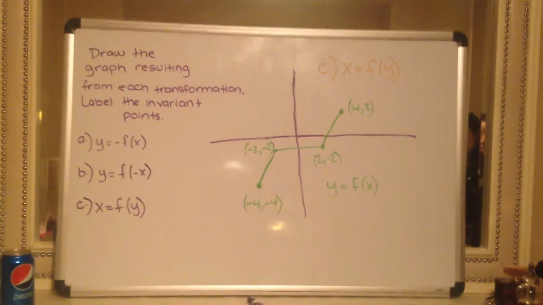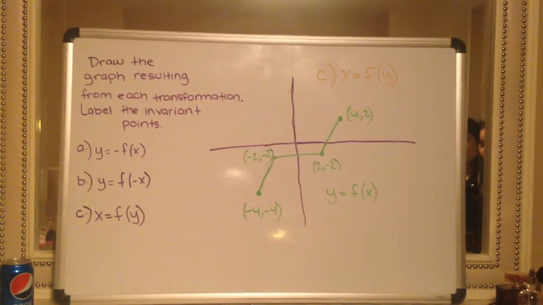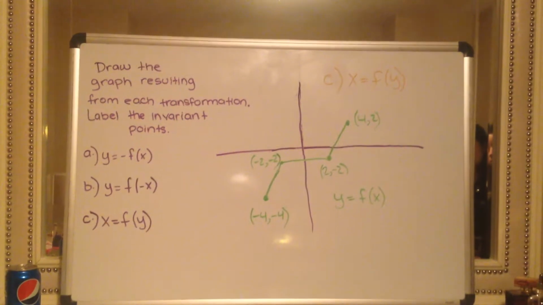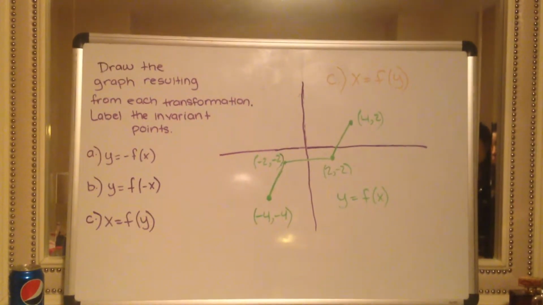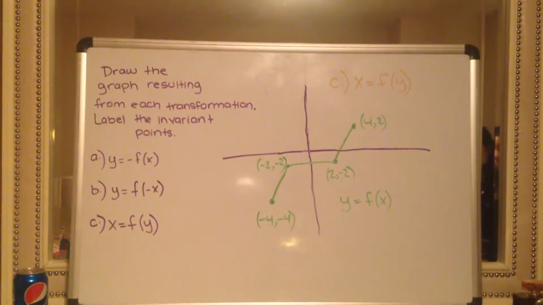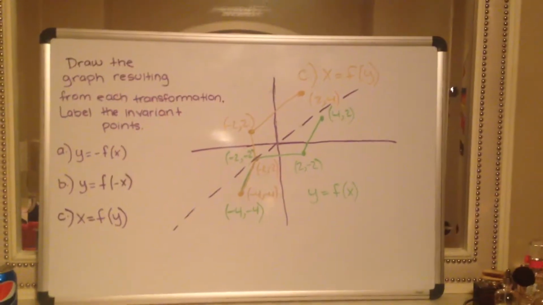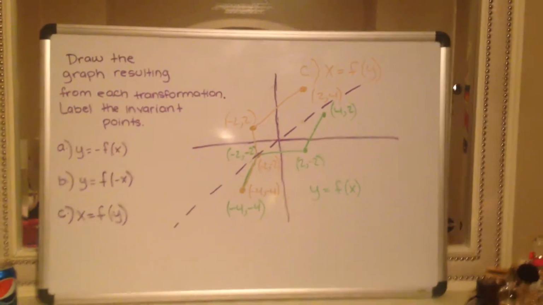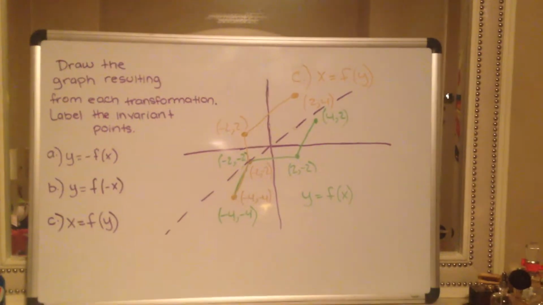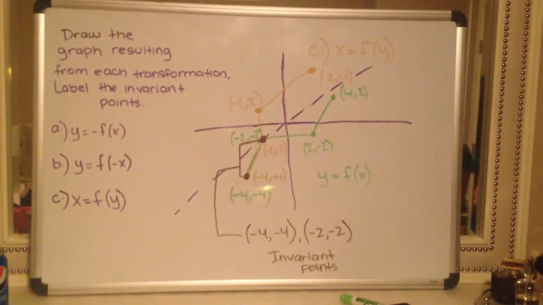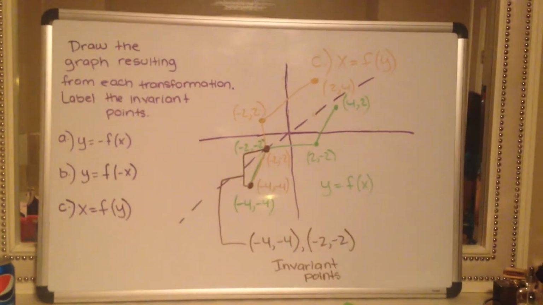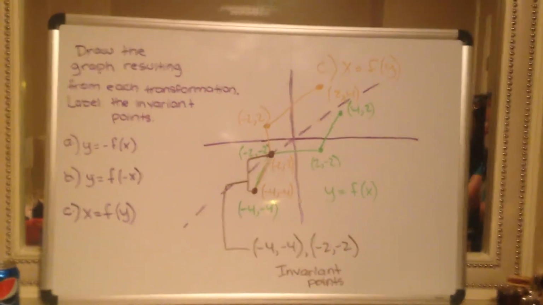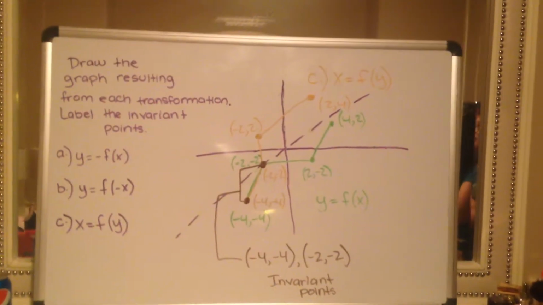Here we're doing example C. X equals f of y represents an inverse graph. Swap the x and y values of each point on the graph. This will reflect the graph across the line y equals x. Here we swap the x and y coordinates, plotted them, and joined them together. In a reflection about the line y equals x, the invariant points lie directly on the line. This transformation has 2 invariant points, -4, -4, and -2, -2.